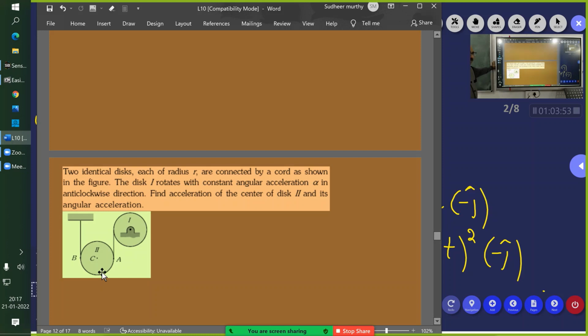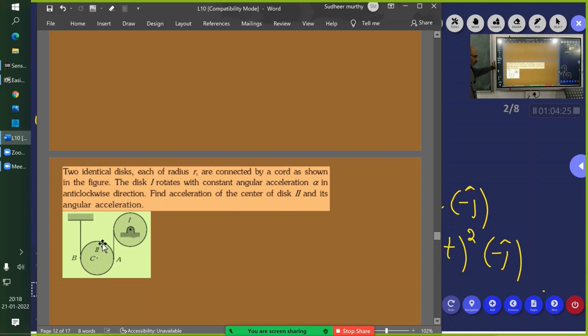Hello, are you with me? Because this thread is becoming loose. See, this disk 1 is rotating and there is a thread here. The thread starts coming down now. It is releasing the thread. Therefore, point C will start having translatory acceleration down.